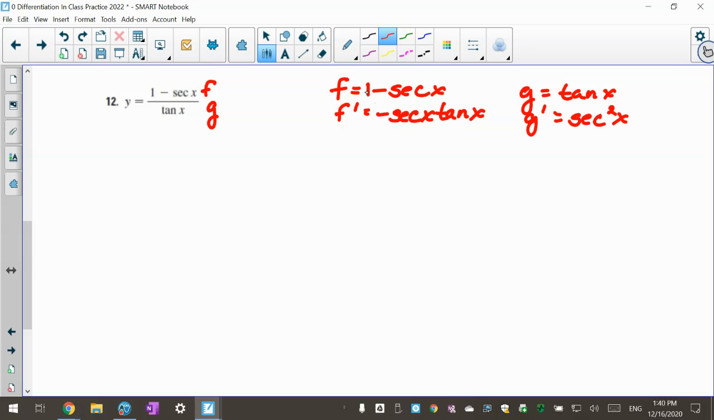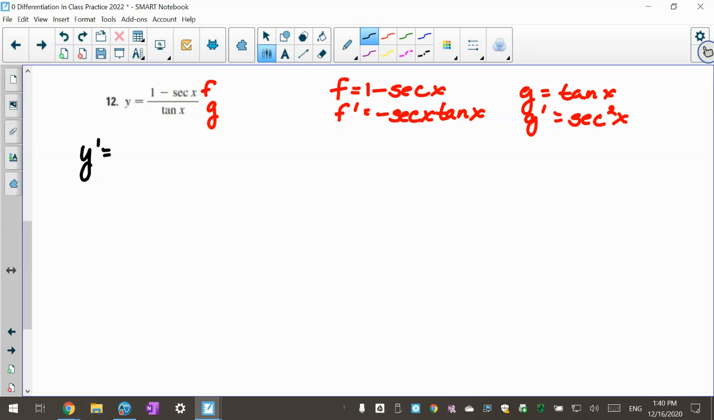My f prime is the derivative of 1 is 0. The derivative of negative secant x is negative secant tan x. And then g is tan x, and the derivative of tan x is secant squared. So let's start doing the derivative to this. And this is a fun one because I always say be on the lookout for any kind of identities.